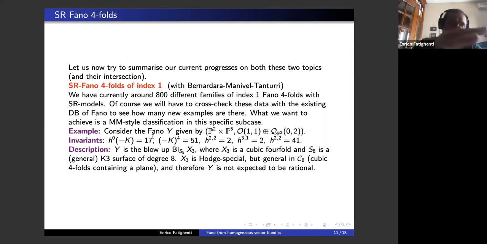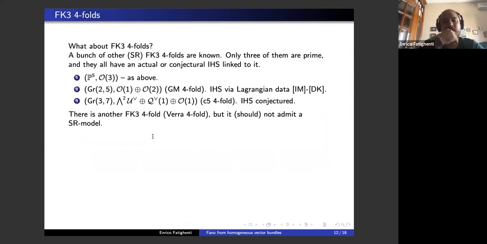And so what we want to do is understand all these Fano in this way, and more or less the network of blow-ups, blow-downs, and other birational maps between them. Right. So we have this huge list of more or less 800 Fano fourfolds, and how many of them are Fano fourfolds of K3 type? So before telling you the numerology, let me remind you that we do have a bunch of other FK3 fourfolds which are known in the literature, okay?